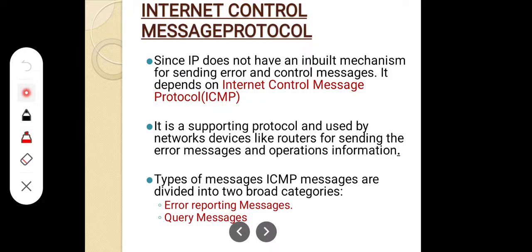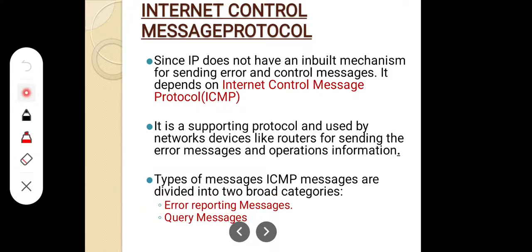Error reporting message means that if any error occurs, that error is reported to the source. A query message is for requesting some application or some purpose, requesting some activities. If a node wants the IP address of the destination, it can request it by a query message. Such messages are called query messages. If any error occurs, the error has to be reported, and that message is called an error reporting message.